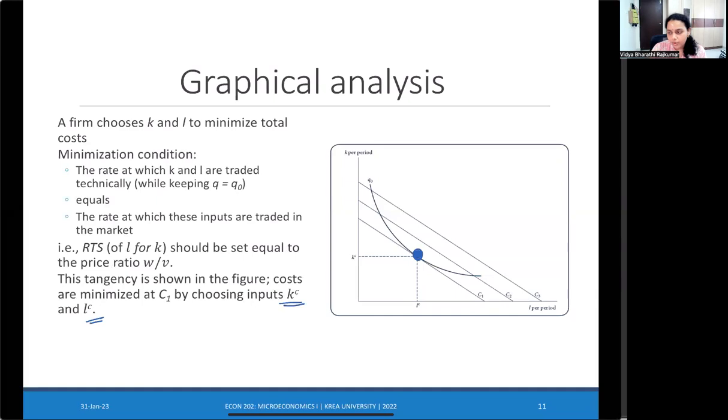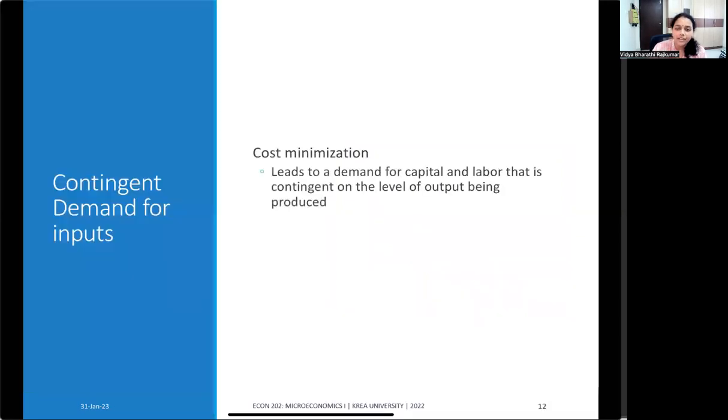There is a reason why we put a C subscript there for the inputs. That's because the amount of capital and labor that we're choosing here depends on the level of output that is being produced. If the level of output changes, I'm going to be needing different levels of K and L in order to achieve that output. So K and L that we're finding here from cost minimization are actually contingent upon the level of output that is being produced. And therefore, these demand functions for capital and labor, we denote them with a superscript of C, just to show us that they are dependent on the level of output being produced.